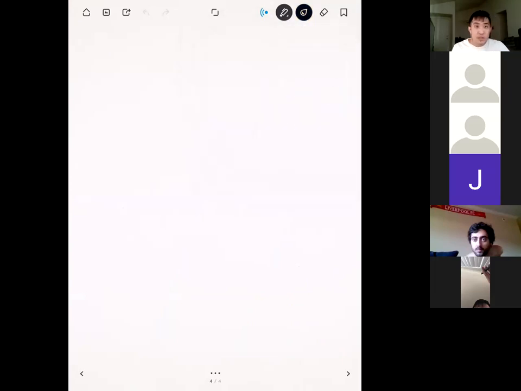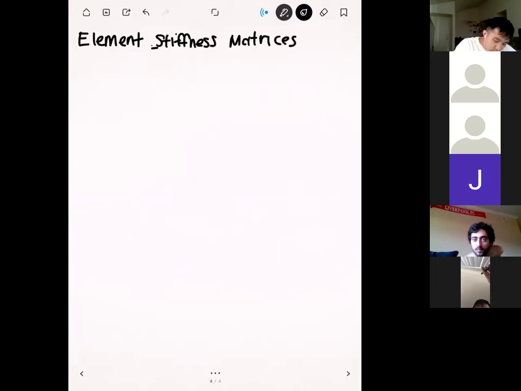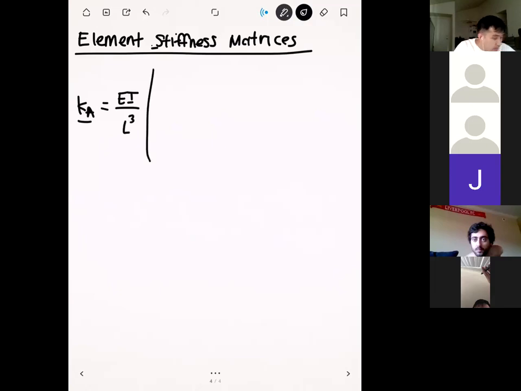So let's start this problem just like we always do, with the element stiffness matrices. Let's start with our two beams, and our two beams are just very classical beams, so we can just plug and chug our beam element stiffness matrix. So let's start with A. A is going to be EI all over L cubed, and this is going to be equal to our 4x4.